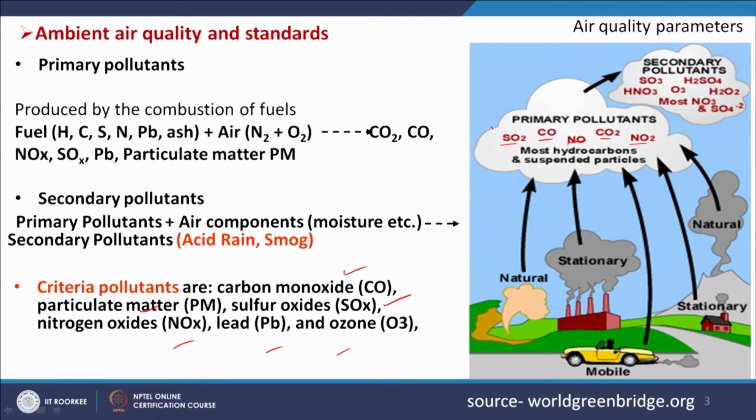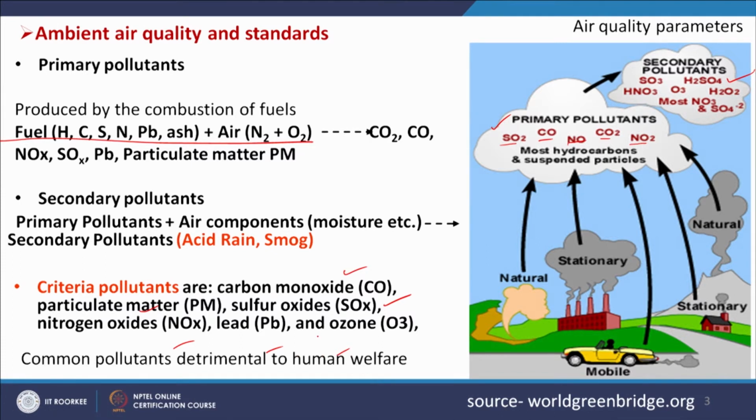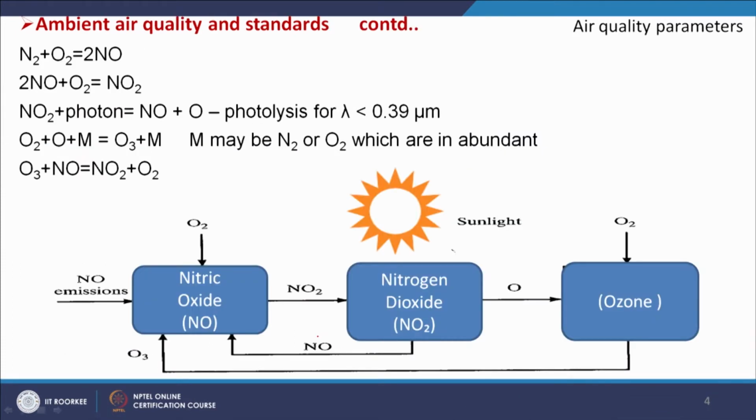So, these are primary pollutants, and these primary pollutants are converted to other forms, and those are called secondary pollutants. The primary pollutants are generated from different activities, mostly from fuel combustion, and we have discussed this in detail in our previous class. So, here we will see what the quality parameters are, that is these criteria pollutants which we have mentioned here, and what the permissible limit should be. So, that we will be discussing.